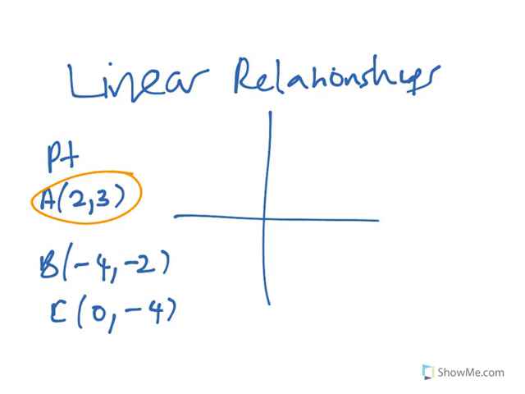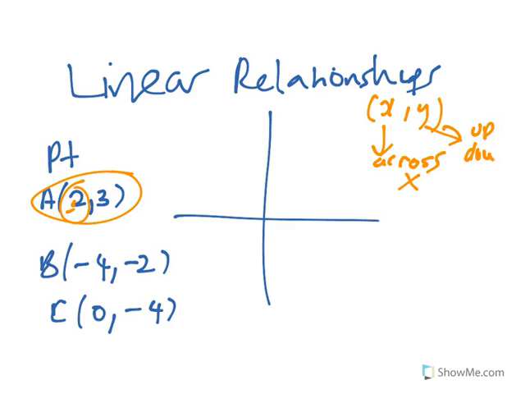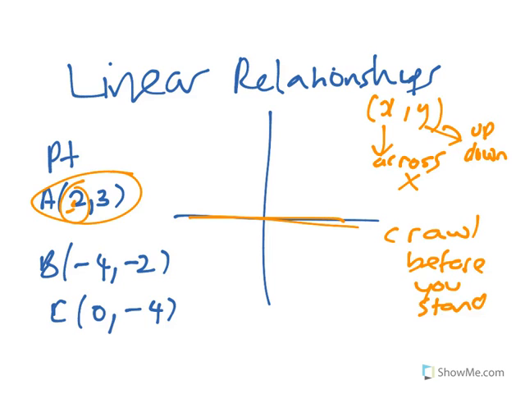Okay, so (2, 3). When you plot a point, it's in the form of x, y. So whatever the first number is, that's what you go across. So x for across, and then the second value is what you go up or down. So you always crawl before you stand up. So crawl along the ground here. So we go across to 2, and then you stand up, so you go to 3.